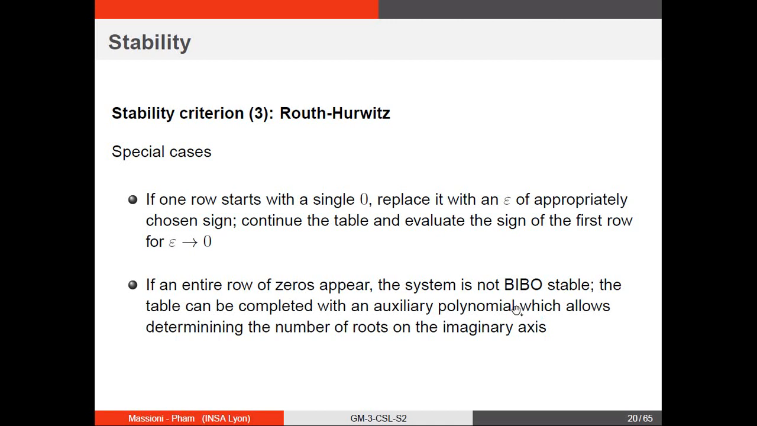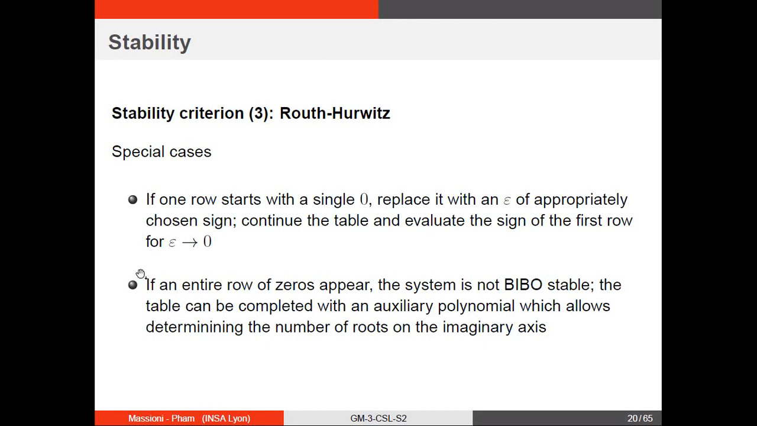That's it. There are two special cases now which we have to consider, and I want to go through them a little bit briefly. Basically, the most common special case is if at a certain point you happen to have a row starting with a 0, before the end of the table, before you reach S to the power 0. So basically then what you do, you replace the 0 with a letter, an epsilon, and then you continue with this letter, and at the end you will compute the sign of the row just by taking the limit for epsilon going to 0 on the positive side, let's say. And all the other terms will also have a sign according to this limit, and then you can decide whether the system is BIBO stable or not.